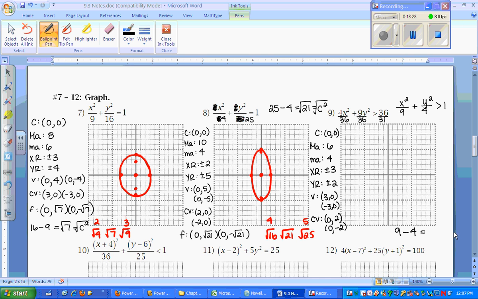Foci is bigger number minus smaller number, a squared minus b squared. I get 5. And I square root to figure out c. So my foci are at (√5, 0) and (-√5, 0). I plot (0, 0). I go to the right 3 spaces, left 3 spaces, up 2, down 2, and I verify that those coordinates match the coordinates that I have for my vertices and co-vertices.